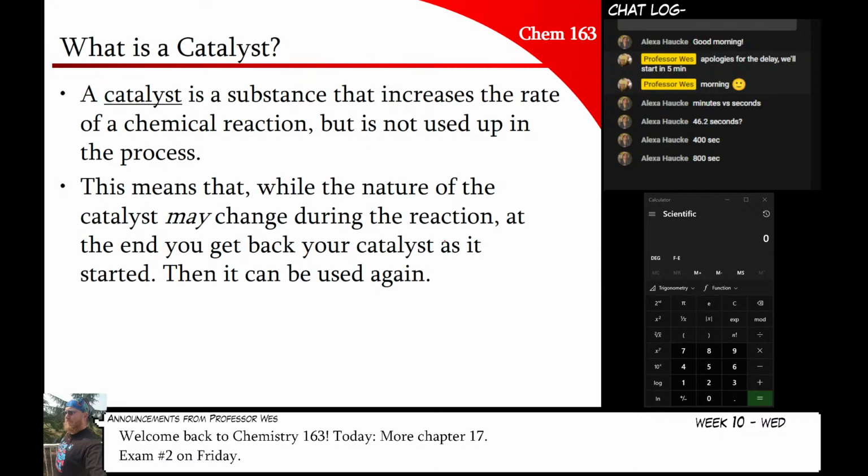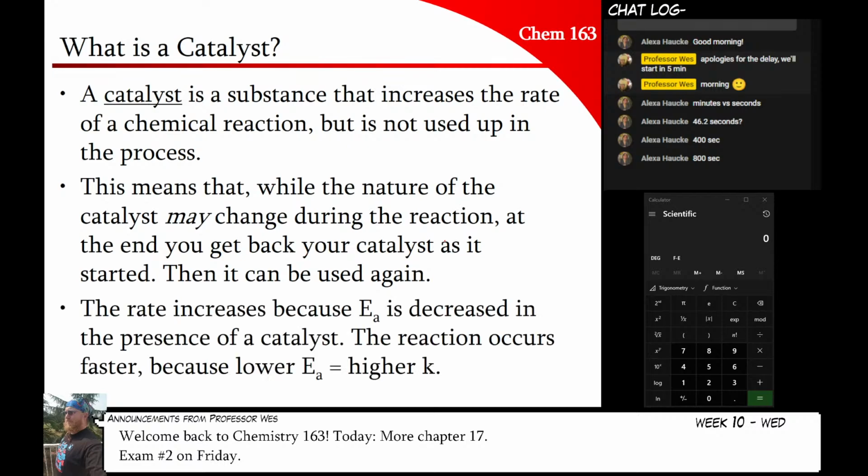So the catalyst will change the nature of what's going on, but the end result is that if it's a catalyst, you always get the catalyst back. It can be used repeatedly. The activation energy is lowered in the presence of a catalyst, and so the rate constant goes up. That's basically it for a catalyst.